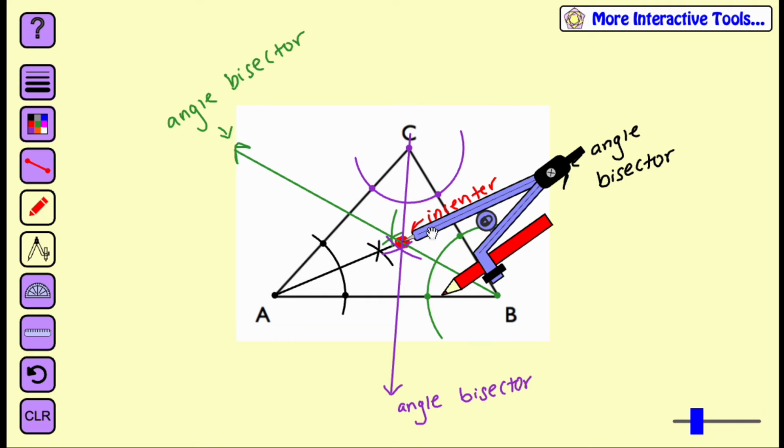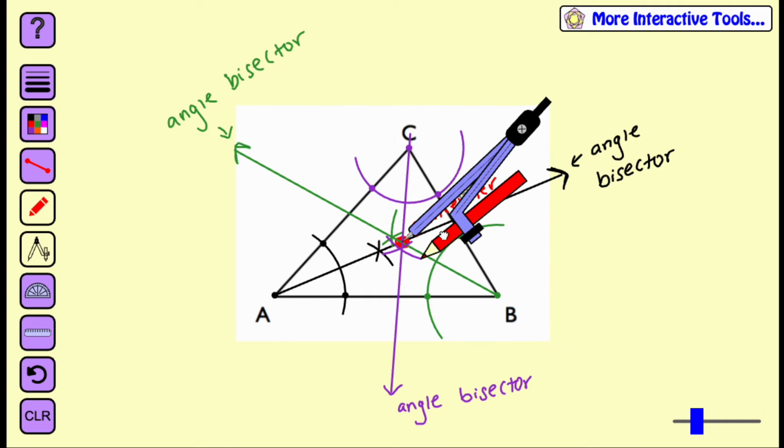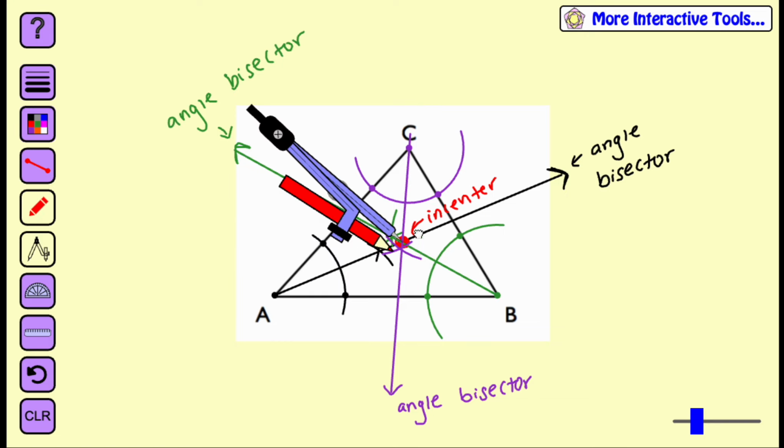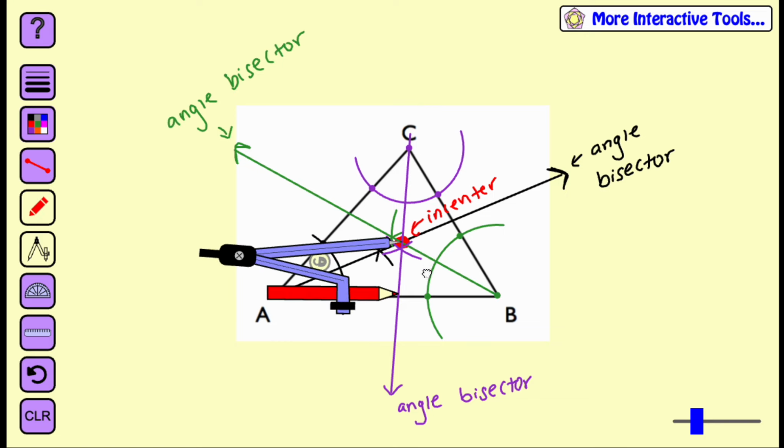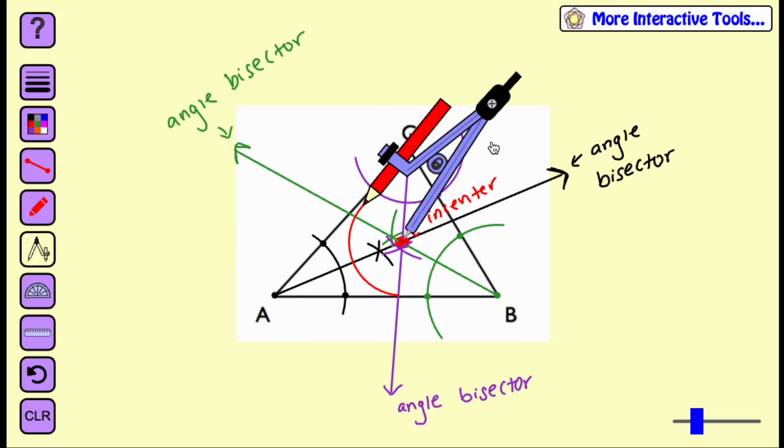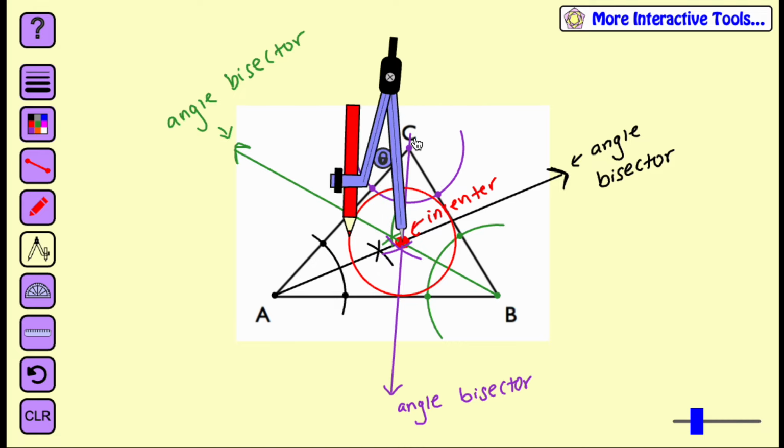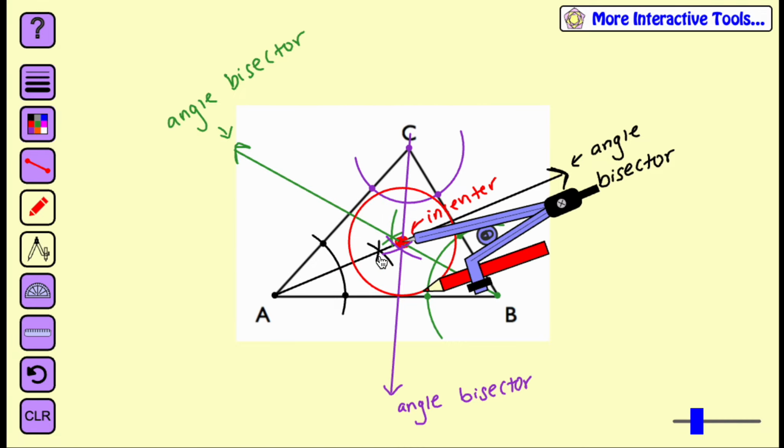So you place your needle on that intersection point, and then all you need to do is find what the radius of your circle is. So I like to just go straight down, and my pencil is going to just intersect that side. And then what you can do is just make your circle, and it might be a lack of my technology here. Maybe I just need to extend it a little bit.